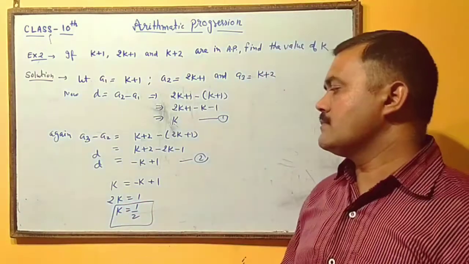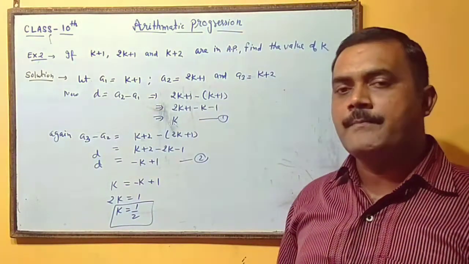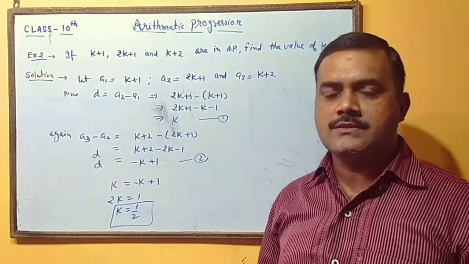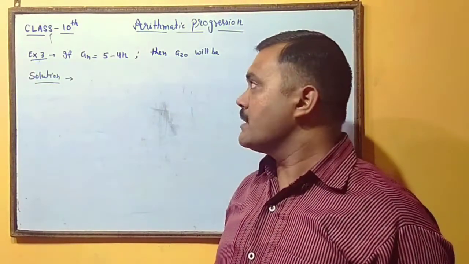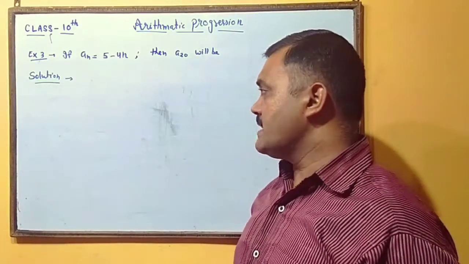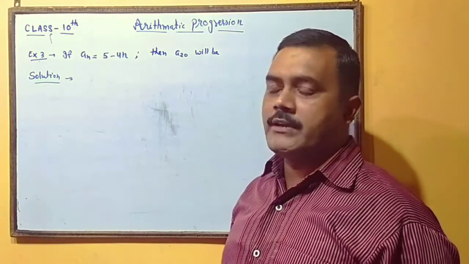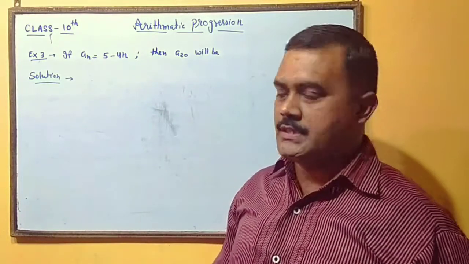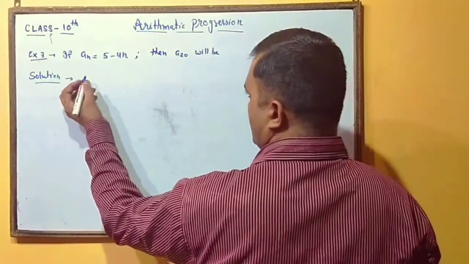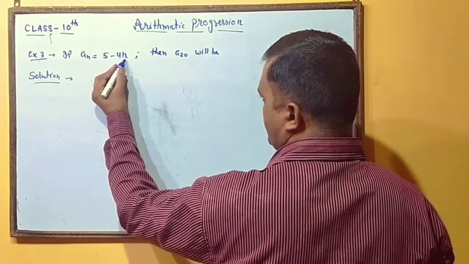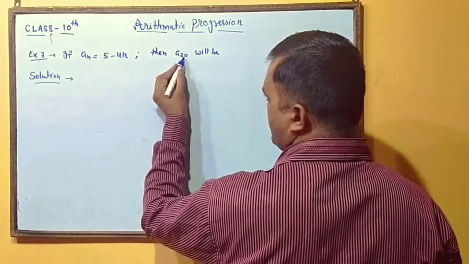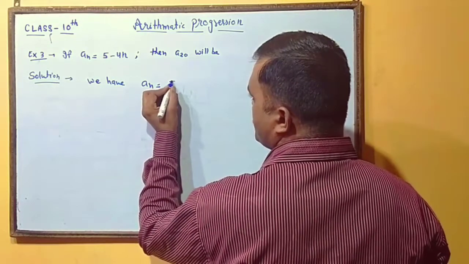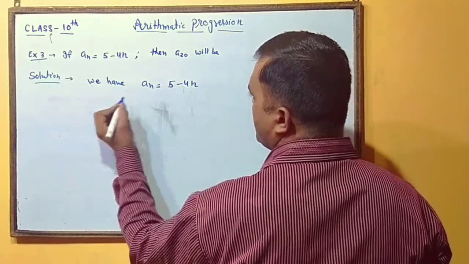So likewise you can find the solution of this type of question easily, in which we need to find the value of k when 3 or 4 terms are in AP. It's quite simple. Now we are here with example 3. The question is very simple. If an is equal to 5 minus 4n, what will be the value of a20? So let me tell you, if an is given as 5 minus 4n, in place of n we need to write 20 only.